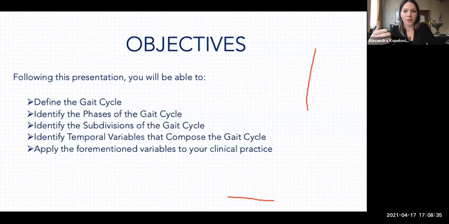When I say temporal variables, I'm sure many of you are very familiar with the terminology, but temporal is in relationship to time, so any variable that can be measured with time. And finally, I think this is the main objective for today's presentation: to apply the aforementioned variables to your clinical practice. My goal is for you to walk out and be able to analyze anybody with a video gait analysis or just by watching somebody walk on the street, and to utilize this right after this presentation. So that's our main goal.